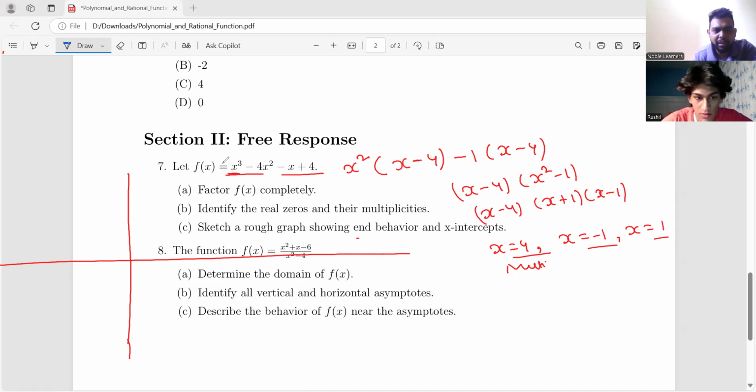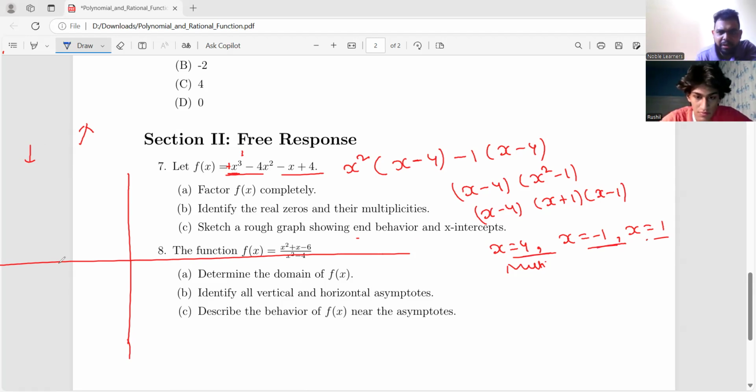Odd degree, positive. It's even... yeah, positive, and odd, by the way. Okay, so it will go down now, right? And increasing. Yeah, it's increasing actually. So down, up. And now I have the multiplicities are 1, by the way.